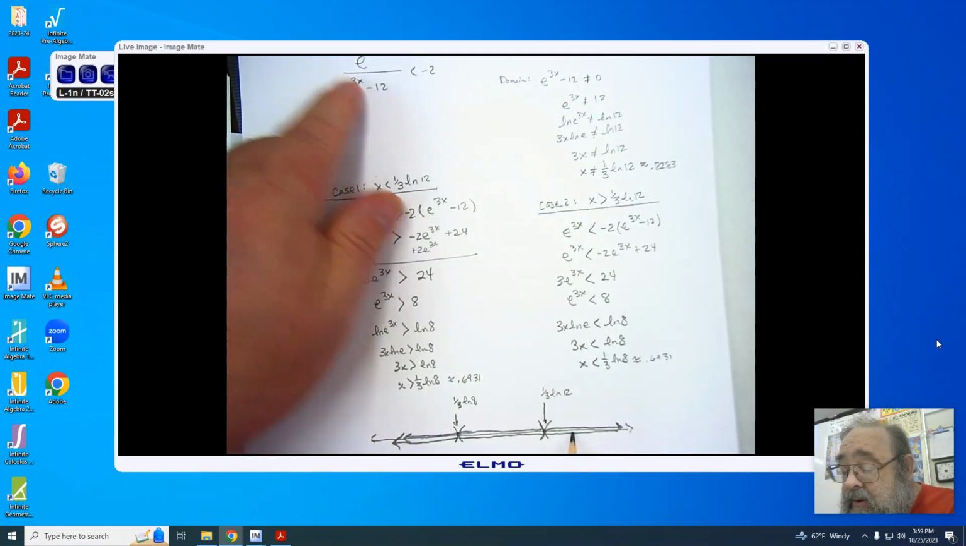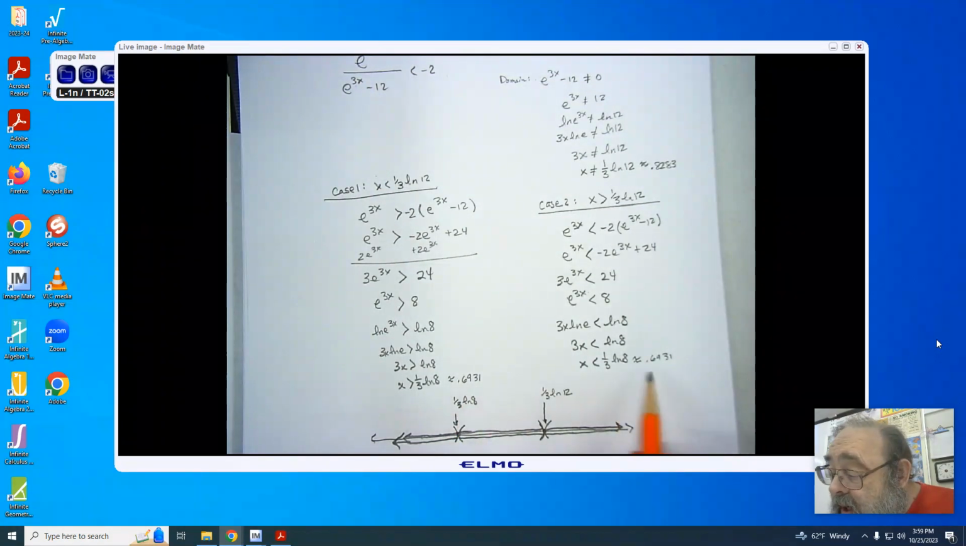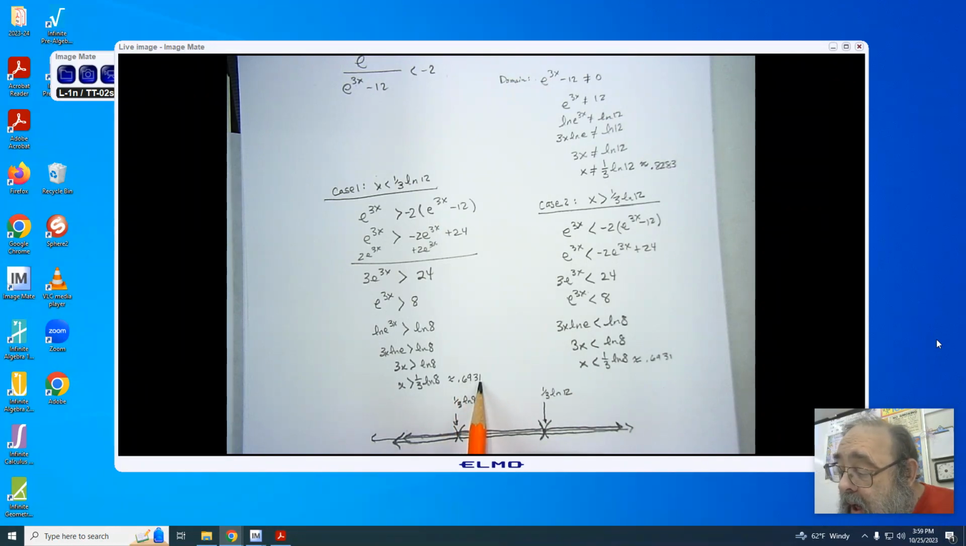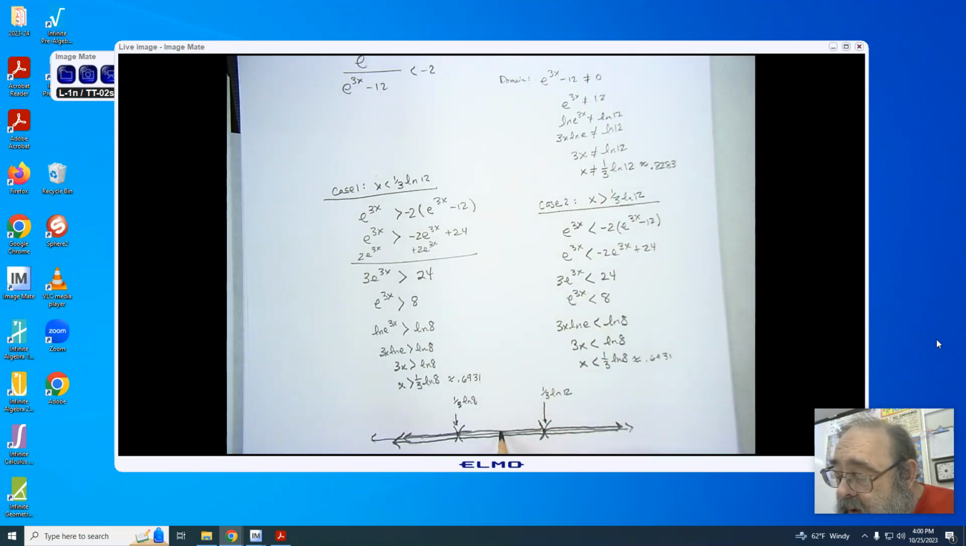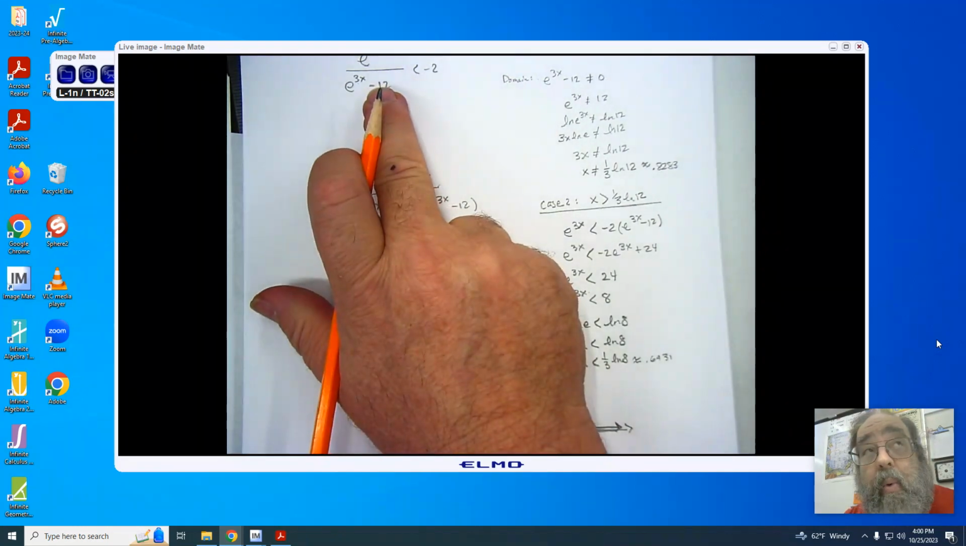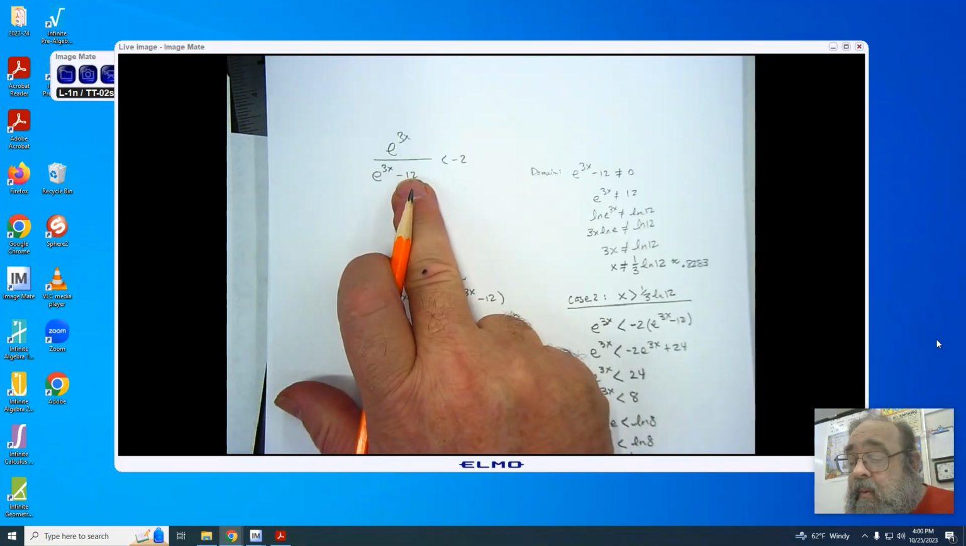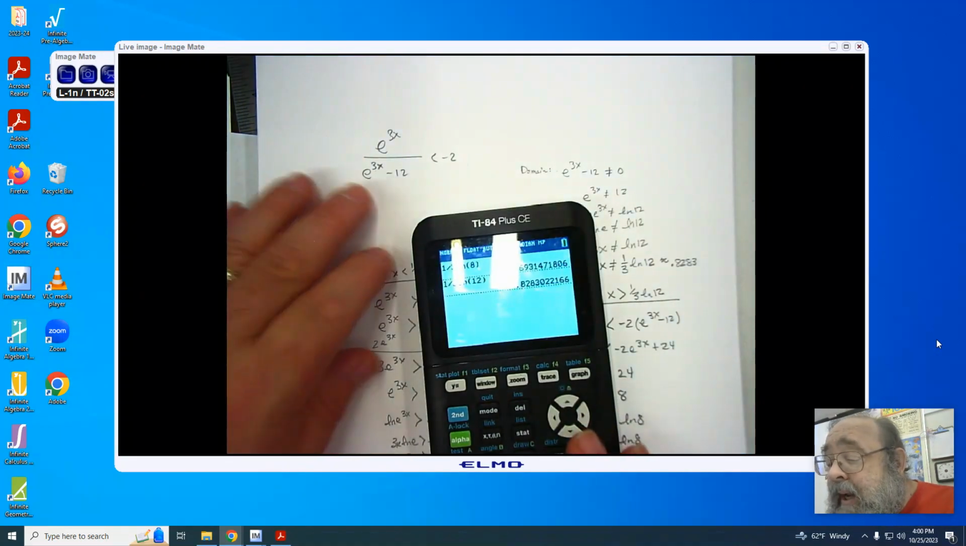So let's just choose something that's in between our 0.6931 and 0.8283. Notice the 0.8 is right in between these. So that's what I'm going to do. I'm going to put 0.8 in, right into the original, and we're going to find out what we get.